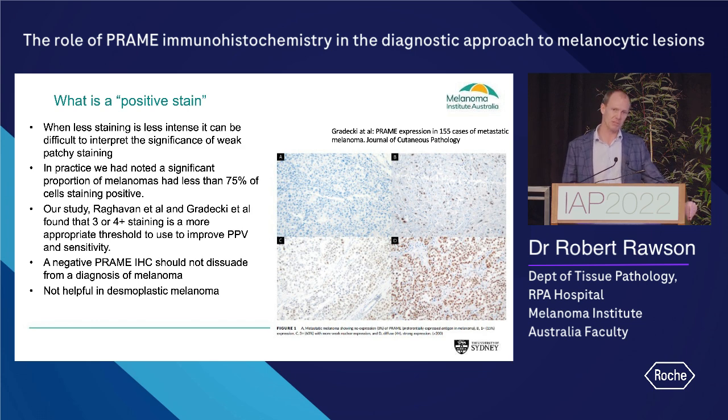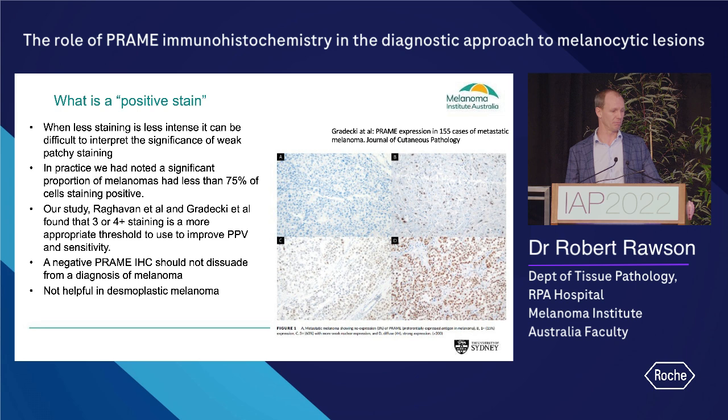And other people have found this as well, I think probably due to their everyday reporting, that probably a lot of melanomas are staining 3+ positive as well, and it's not quite as sensitive, that 4+ staining, as what potentially may have been published earlier. Once again, it's important that a negative PRAME does not dissuade you from a diagnosis of melanoma. That's a really important take-home message.